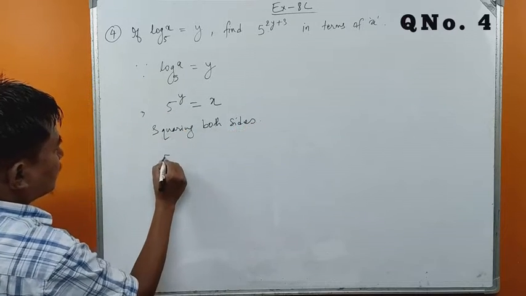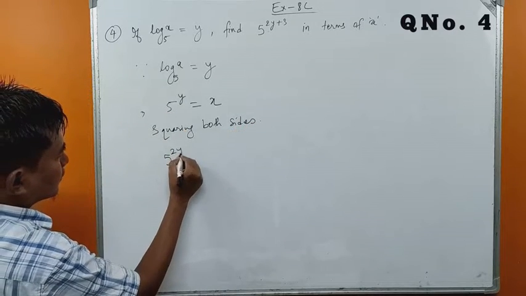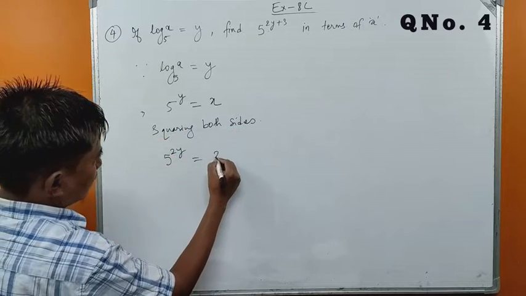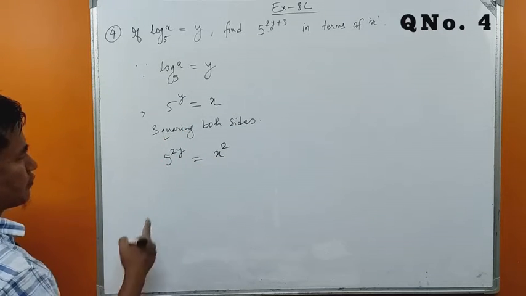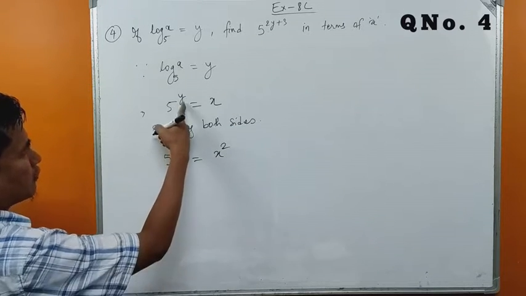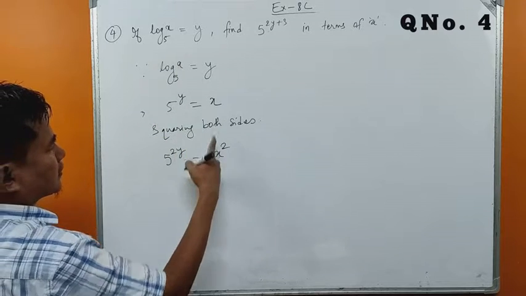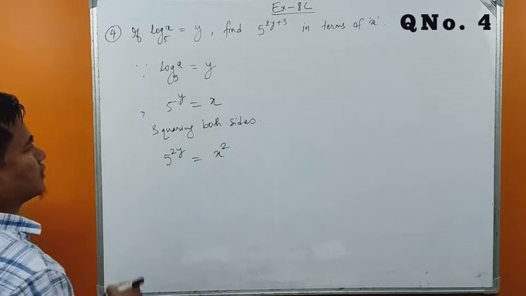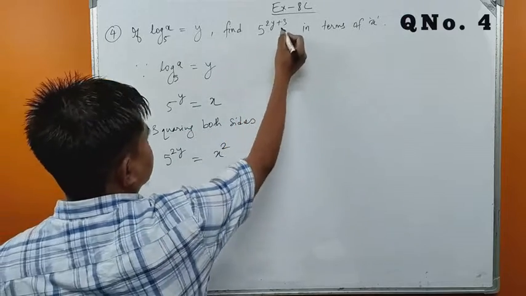Okay, so 5 squared means 2y equals x squared. 5 squared, y was already there, we write y, x squared, squaring both sides. Now we need plus 3, isn't it?